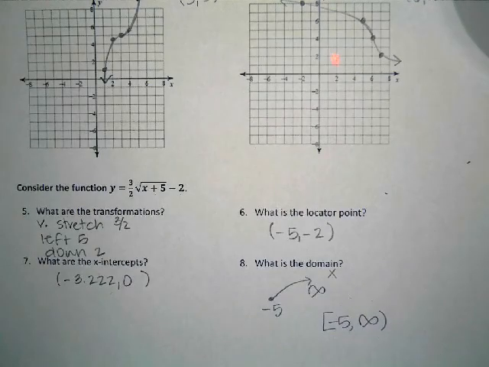So this is one of those times where our domain is not negative infinity to positive infinity. It's -5 to infinity.